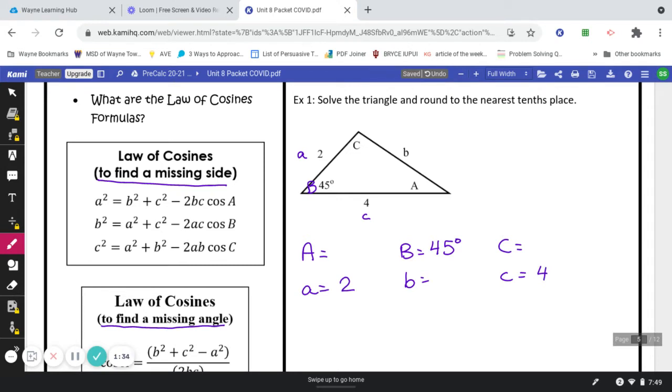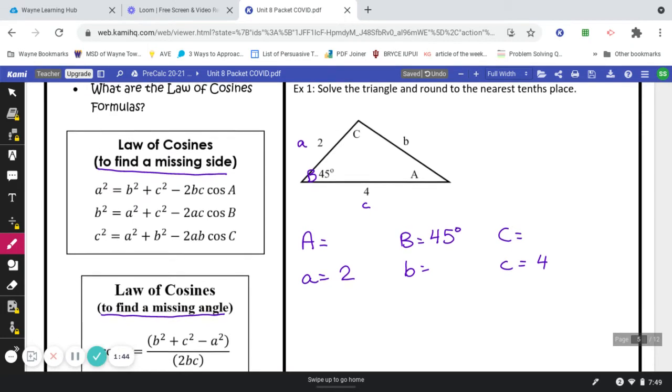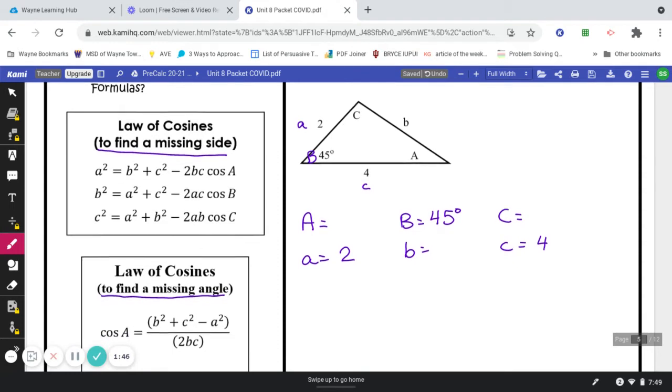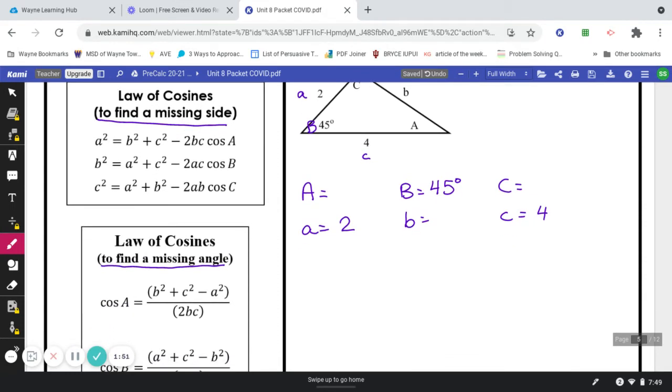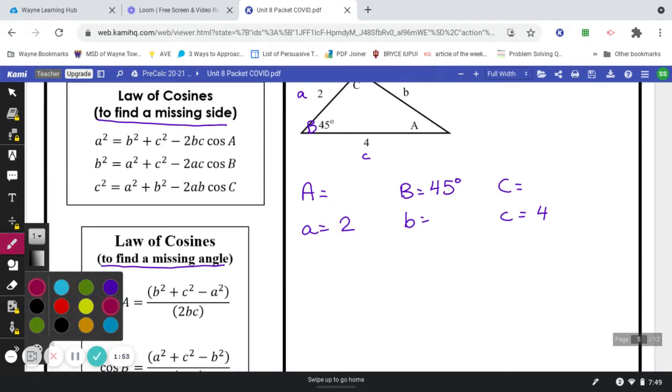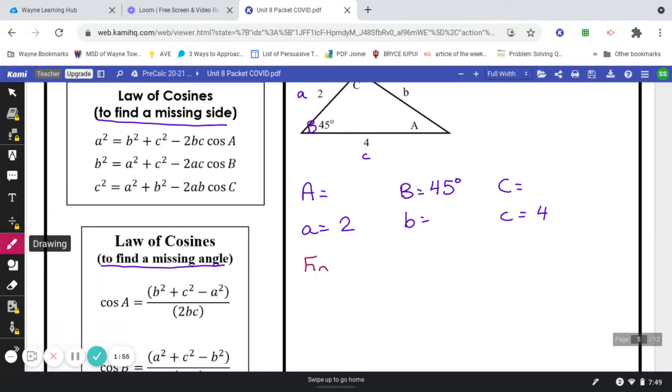And notice now that I don't have any of the same letters. I don't have both a's, both b's, or both c's. So I can't use my law of sines. I'm going to have to use my law of cosines. In order to do that, I'm going to start by finding lowercase b. When we're doing law of cosines, we always need to find our sides first. So we'll start by finding lowercase b, and we'll use this equation right there.